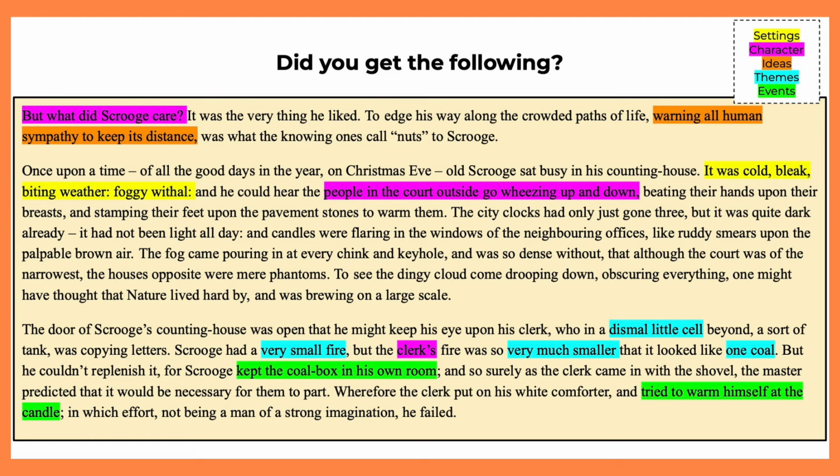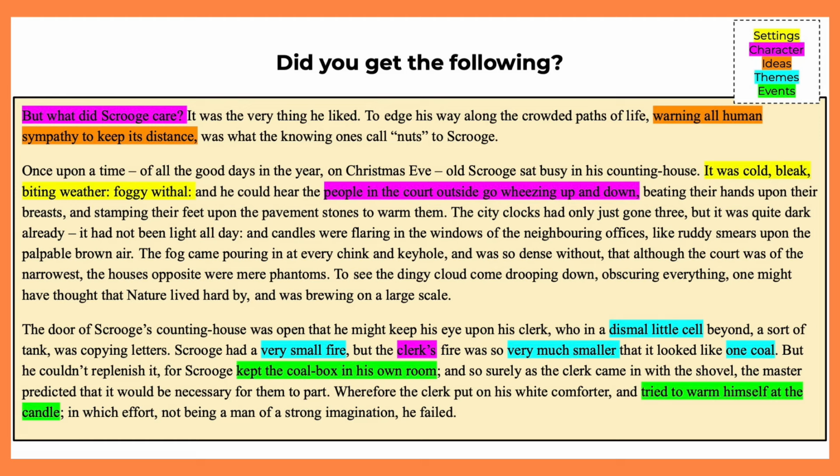So let's start with the opening paragraph. And with my first highlighted example there, we could say that Scrooge's lack of care for others is apparent in that opening, and that effectively portrays him as a villain. I have also highlighted in that first paragraph warning all human sympathy away as an idea, which can also be a theme, and you could say that the idea of Scrooge being a misanthrope is being established successfully there to contribute to his portrayal as a villain.